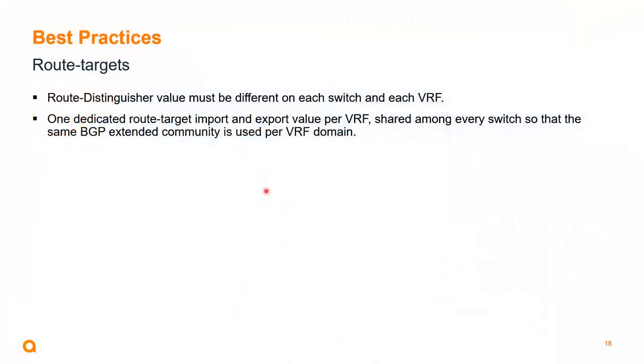So just a look at best practices. The route distinguisher is a must in terms of value that needs to be defined on each switch and on each VRF. It must be different on each of those switches and each of those VRFs. Use a dedicated VRF route target import and export value among all switches, so that we have the same BGP extended community used per VRF domain to define that route target. So that's a good practice.